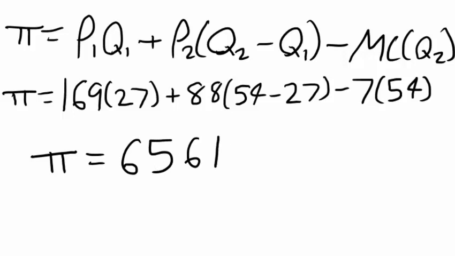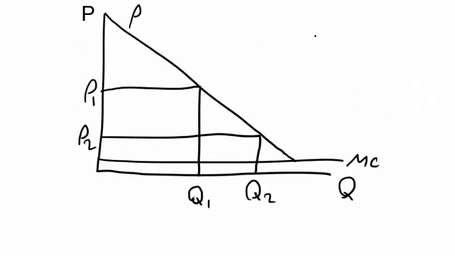And if we plug this all into a calculator, we get a final profit of 6,561. So, for whatever county this electric company is in, they would charge $169 or $88 depending on the consumer and how much electricity they consume. And they have around 54 customers that fall into the quantity block 2 and 27 customers that fall into block 1. And so, after all is said and done, they make a profit of $6,561.